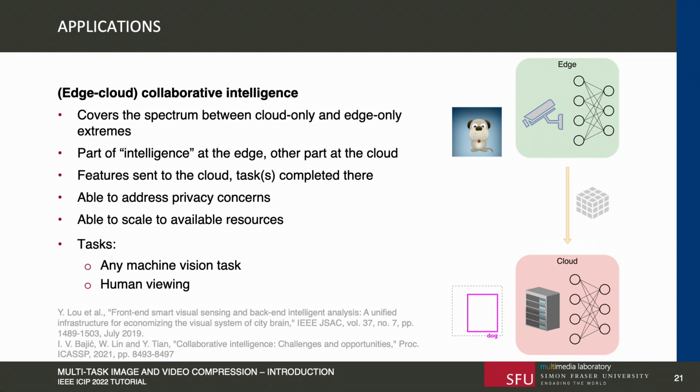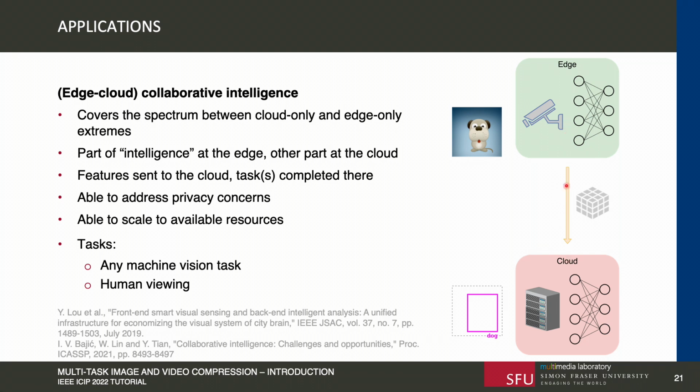Besides traffic monitoring and autonomous driving, a large number of applications would fall under this umbrella of edge cloud collaborative intelligence. So this is a scenario that involves so-called smart sensors, and those would be sensors or edge devices that, besides capturing the signal itself, are also able to process this signal and perform some initial analysis of that signal and derive features from it. So those features would then be sent to the cloud where the remainder of the analysis is performed.